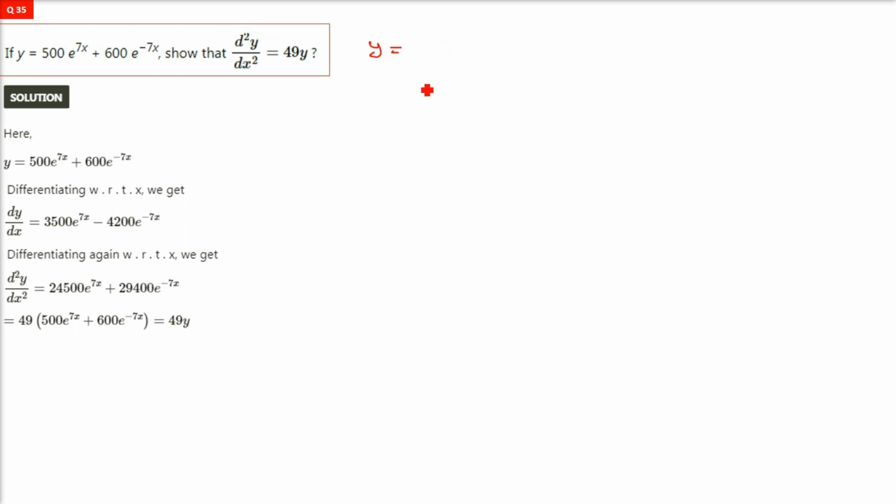So y is equal to 500 e^(7x) plus 600 e^(-7x). This is just a simple algebra multiplication. dy/dx is equal to 500, e^(7x) will be e^(7x) only, and when you differentiate 7x, it will be 7. So 500 into 7 into e^(7x).